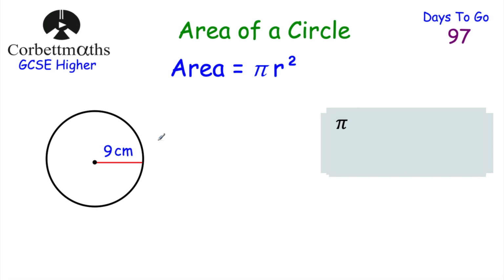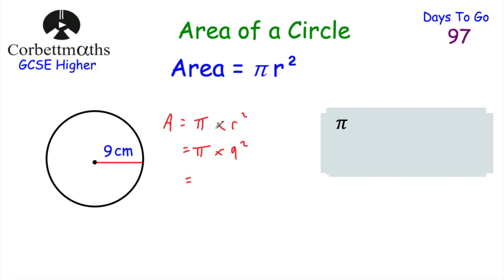If you want to try that now yourself, feel free to pause the video and work out the area of that circle. And then in a second, I'll show you how it's done. Okay, so if we wanted to work out the area of this circle, the area is equal to pi multiplied by the radius squared. The radius is 9, so pi times 9 squared.